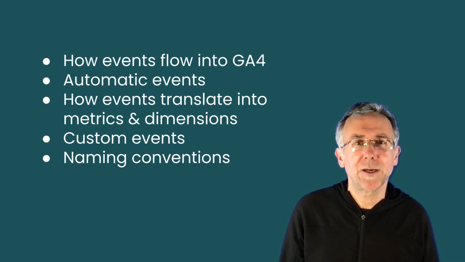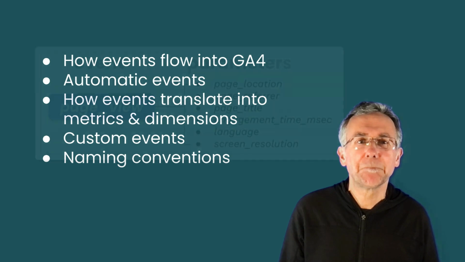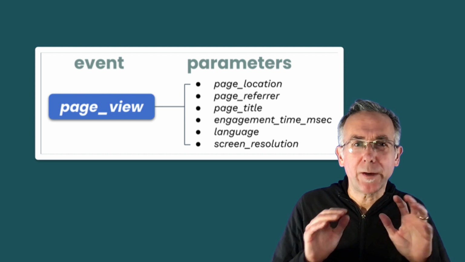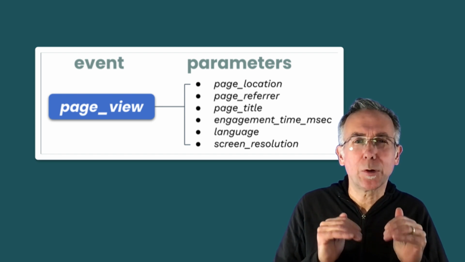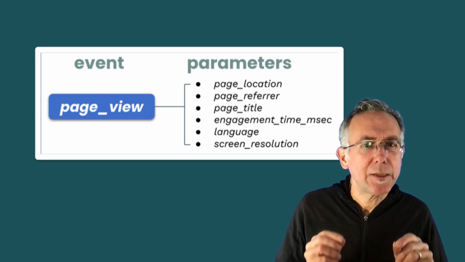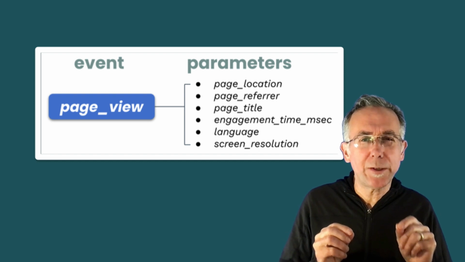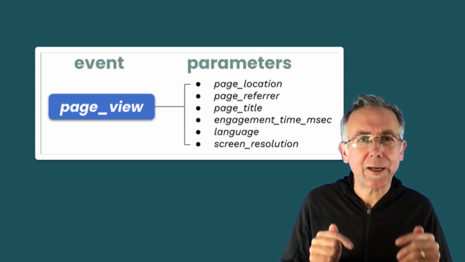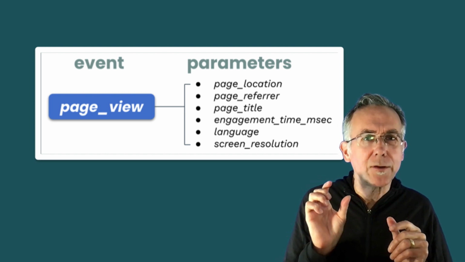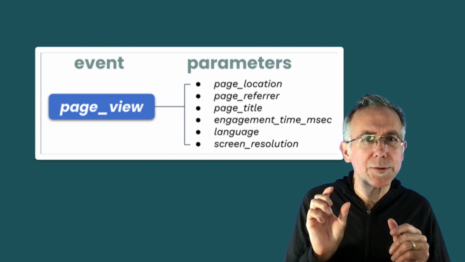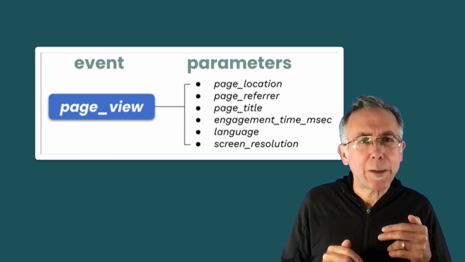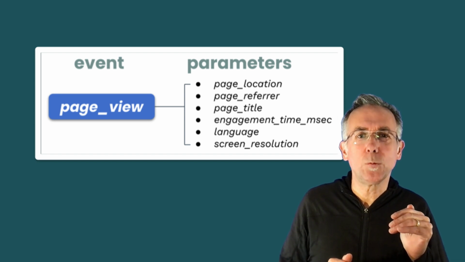So let's have a look at an event. This is an example of a page view event. Each event has a name and then parameters, and the parameters are really where a lot of the important stuff happens. These are the parameters associated with the page view event. This is an automatic event, a standard event in GA4. If you add the GA4 configuration tag to a website, unless you specify otherwise, it'll start collecting page view events, and page view events will have these parameters associated with them.